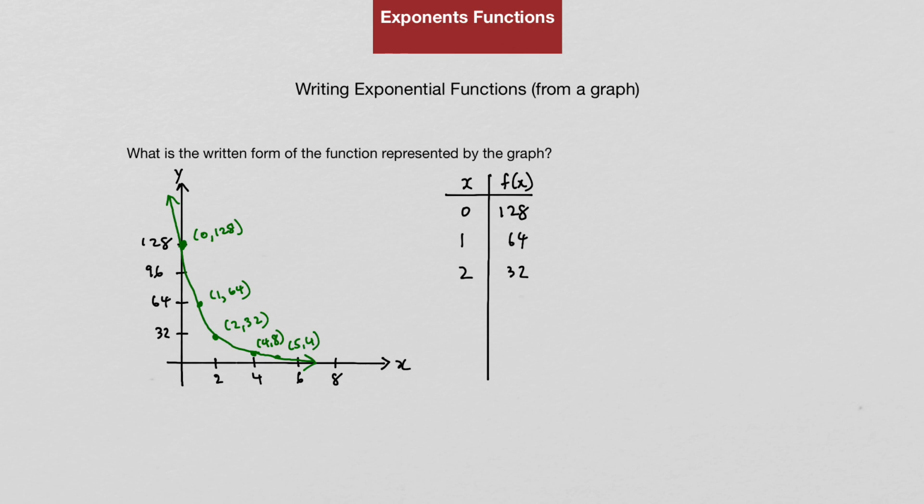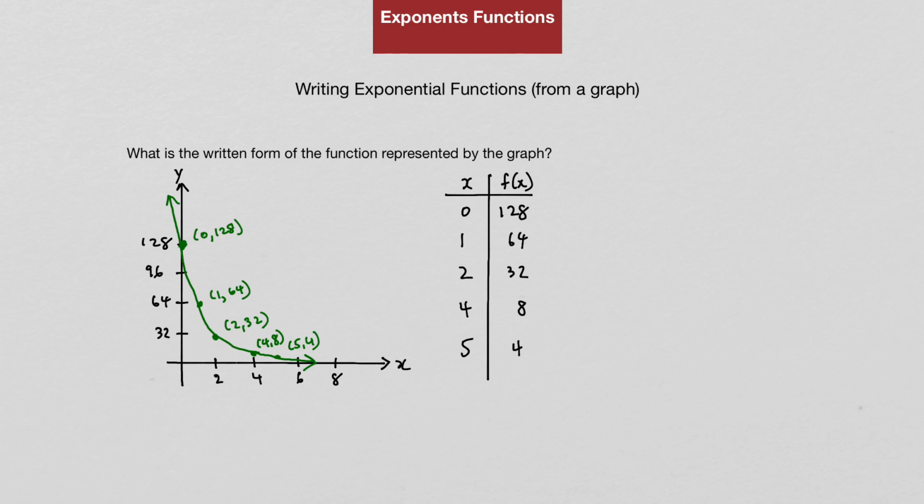And the fourth point is 4, 8. And the last point is 5, 4. So we'll go ahead and write that in. Okay, now that we have a data table, the steps to coming up with the function are exactly like what we did in the previous example. So the first thing we need to do is write out the form.